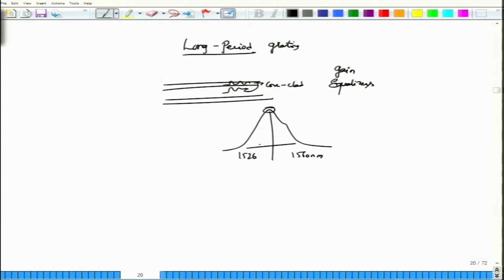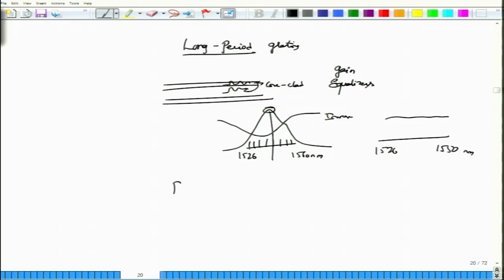So if you have multiple channels here, it is clear that the central channel where the gain is peaking will have the higher gain, while the others will have a lower gain. But using these LPGs designed carefully, you can have a gain profile equalized, such that this will be the inverse filter, which has almost the same shape as the gain profile, so that overall you will essentially have a uniform gain from 1526 to 1550 nanometer, so to speak.